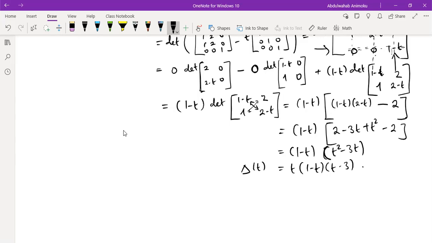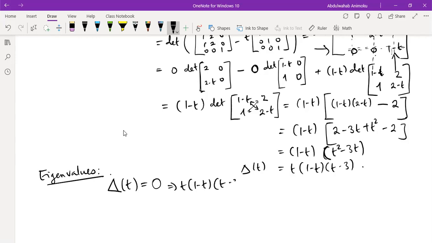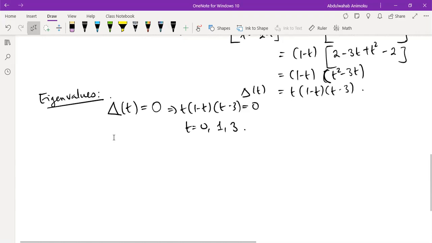So the next thing is we need to find the eigenvalues. And how do we find the eigenvalues? The eigenvalues are the roots of this characteristic polynomial. So find the values of t that will make this polynomial 0, which means the roots of that polynomial. And I think this is easy. This is just when we make this equal to 0, and that gives us t equal to 0, 1, and 3. Okay, so we have 3 eigenvalues.